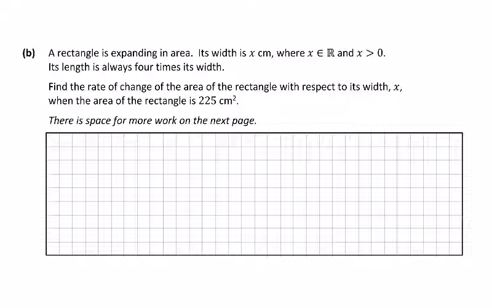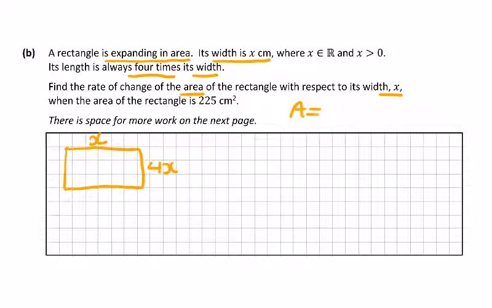Part B, we have a rectangle that is expanding in area. I'm going to draw a rectangle straight away. Its width is x. Let's call this its width. And its length is always 4 times its width, 4x. I don't think it matters which one they are. So find the rate of change of the area with respect to x.